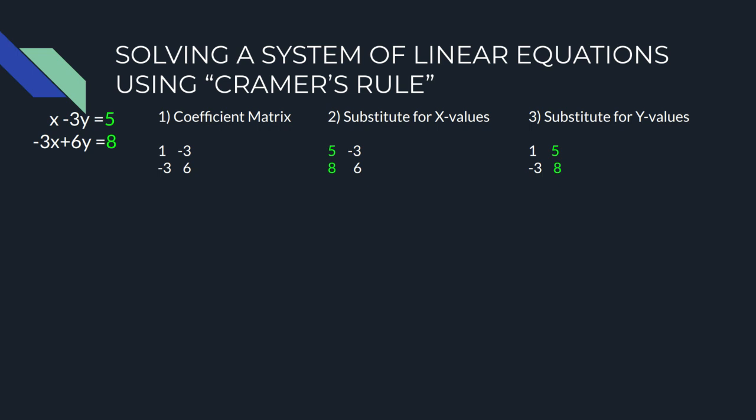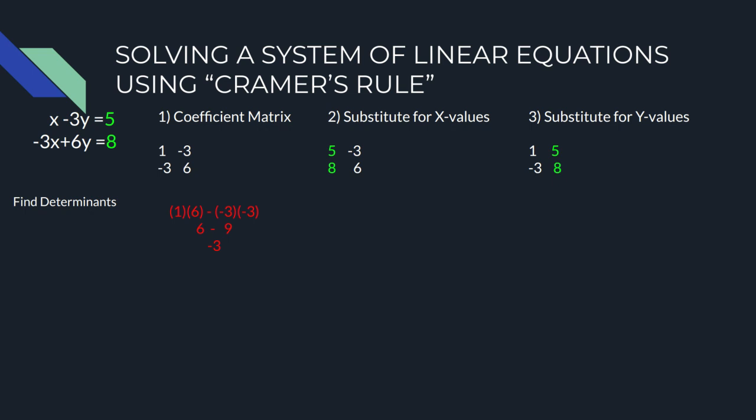So the next thing we have to do is find the determinant of each of our three matrices. Remember the determinant, we're going to go A times D minus B times C in our matrices. So for our coefficient matrix, we're going 1 times 6, subtract -3 times -3. And the easiest spot to make an error here is with our signs in the second half of our determinants. So we've got 1 times 6 is 6, -3 times -3 is 9. We're going 6 take away 9. We get -3 for the determinant of our coefficient matrix.